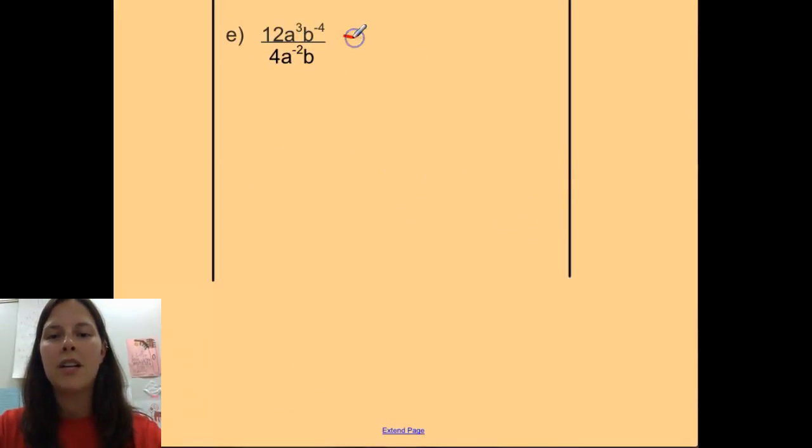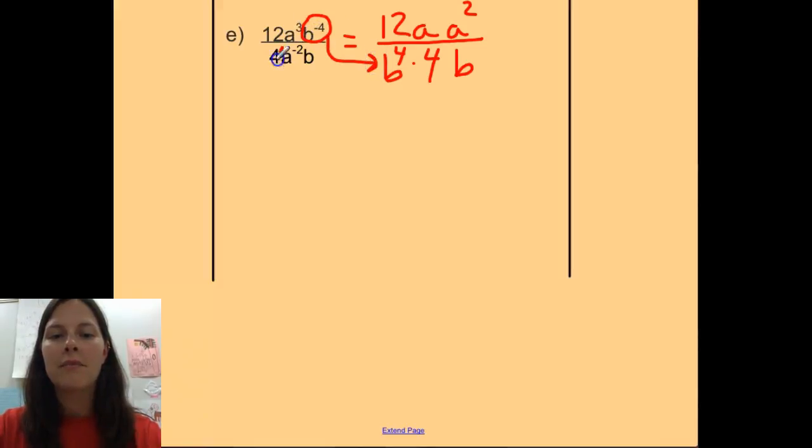Our last simplifying one, again, moving just those pieces with a negative exponent. I'm going to move that b to the 4th to the denominator. The 4 stays in the denominator. a to the negative 2 moves to the numerator, and b stays in the denominator. If you couldn't follow that, this b to the negative 4 went to the denominator. This a to the negative 2 moved to the numerator, and all of the other pieces of this expression stayed where they were.